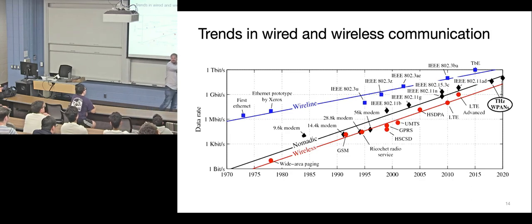At some point, the speed you're going to get out of wireless is going to be the same as you get from a wired connection, at least according to this plot. And so as engineers, you get to think to yourself, what's that world going to look like? What's the future going to be?